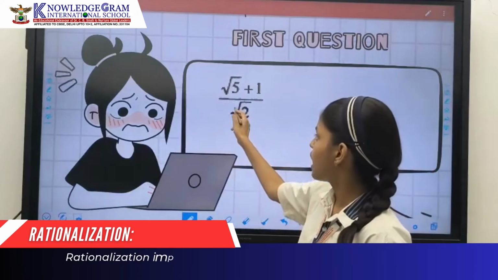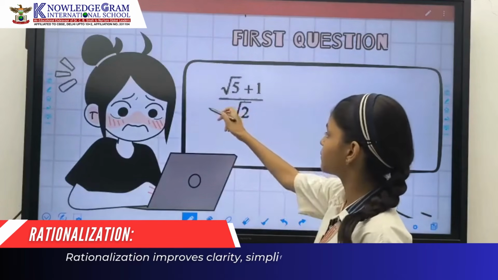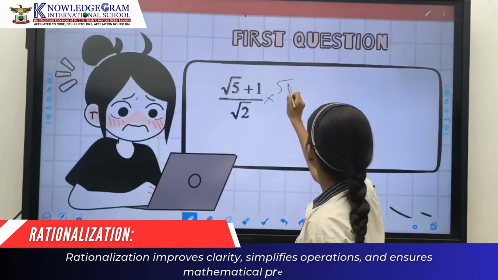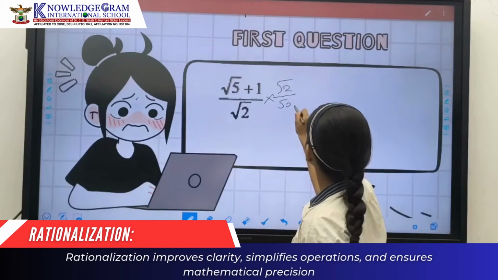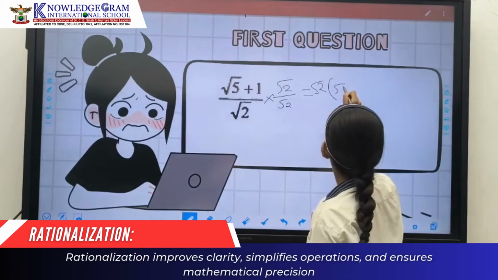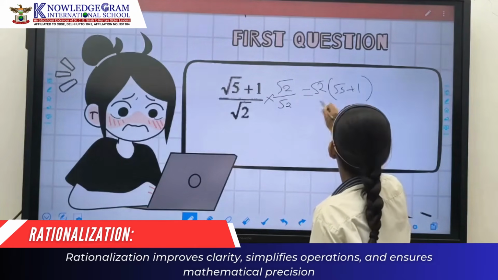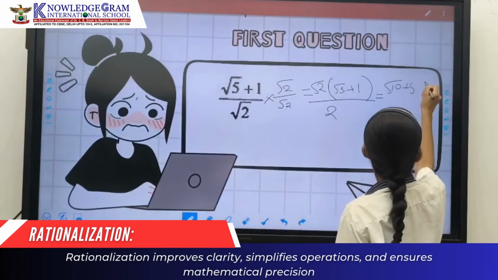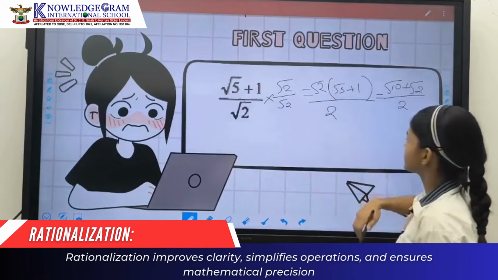Now let's solve a few questions. Here is question number 1: root 5 plus 1 by root 2. The denominator is root 2, so we will multiply this by root 2 by root 2. So here it will be root 2 into root 5 plus 1, by 2. This is our answer.